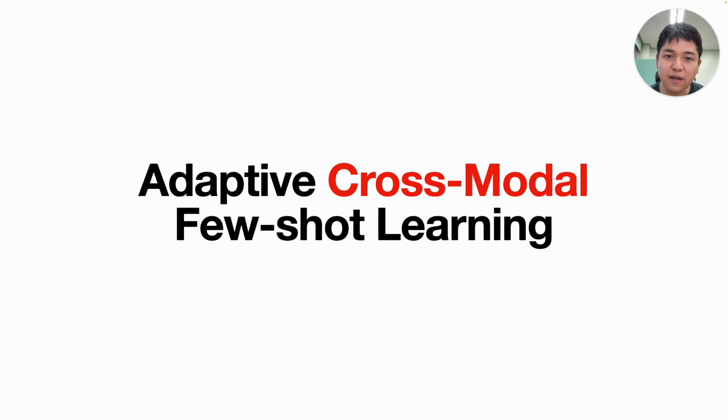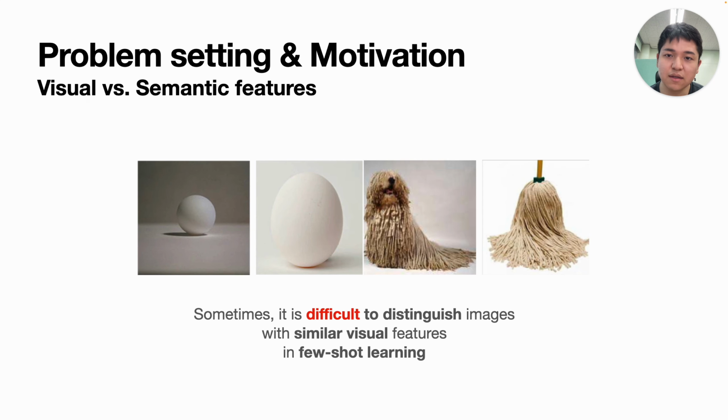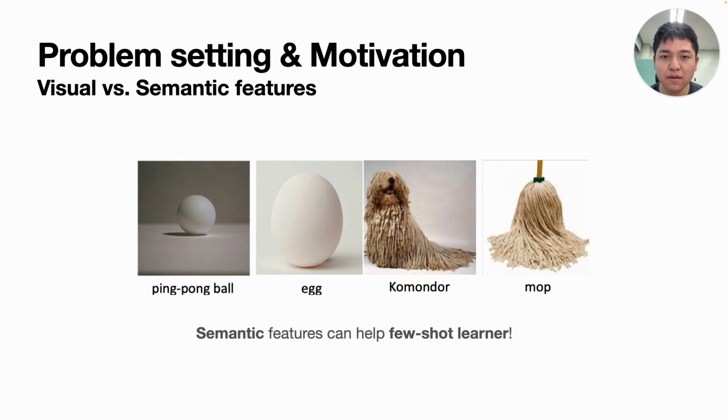Next, let's talk about what cross-model means. Sometimes it is challenging to distinguish images with similar visual features. In this example, the model may be hard to identify what the egg and mob seem like with only these 4 images. But if the model knows some semantic features, it can notice more information from a new image.